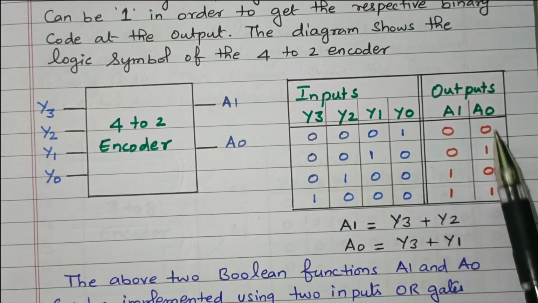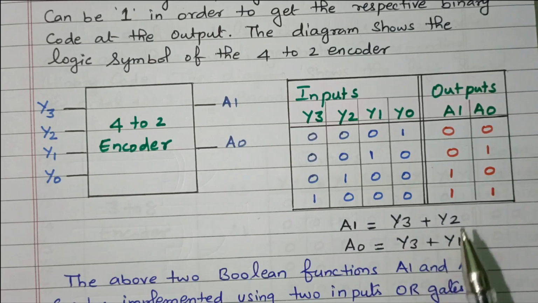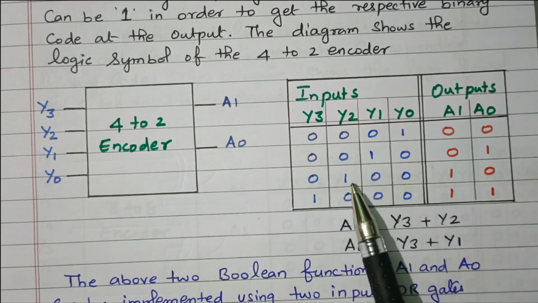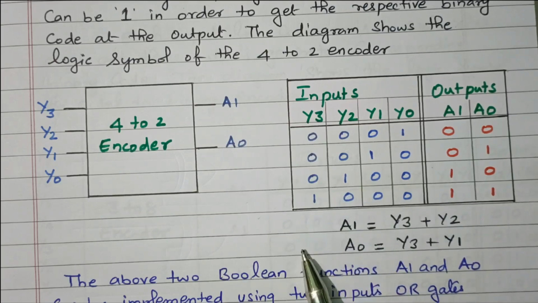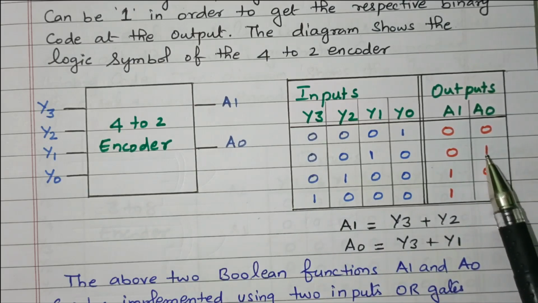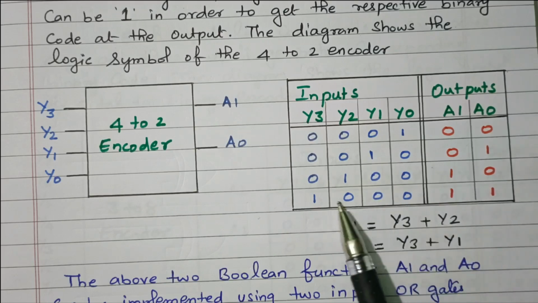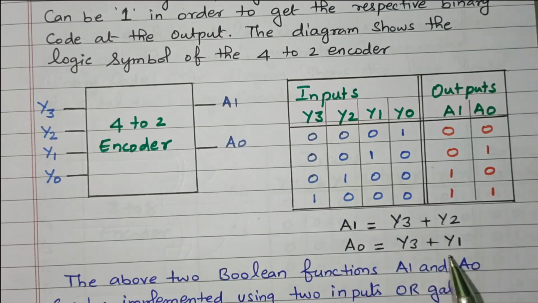Because it is simple, with only 4 inputs, we are directly writing the equation. Otherwise, we need to go for the Karnaugh map, K map, right? So for these two high-level outputs, the corresponding inputs are y2 and y3. For a0, these two are high level. For this one, correspondingly we have y1. For this one, we have y3. So y3 plus y1 is the logical expression for output a0, right?